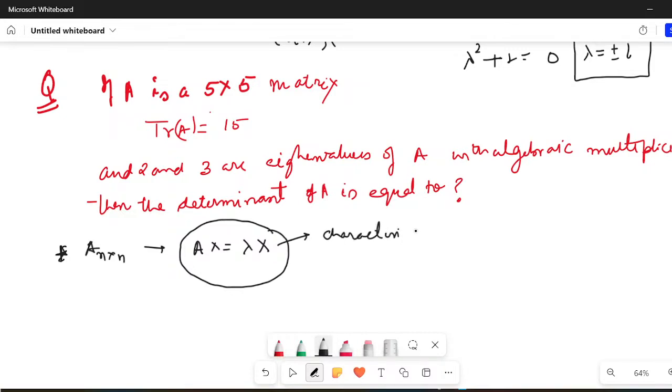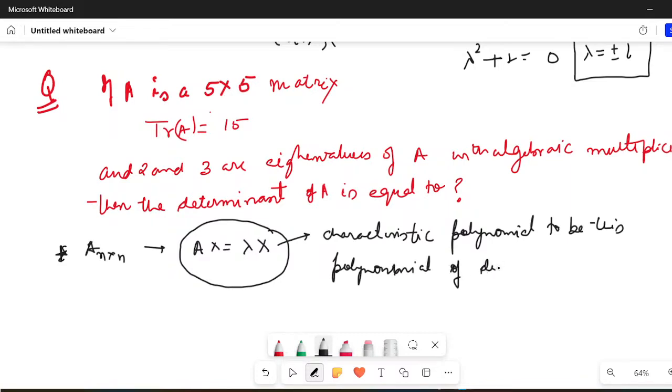So the characteristic polynomial to this would be a polynomial of degree n. A polynomial of degree n will be the characteristic polynomial, and it is not always necessary that each root will come once only.